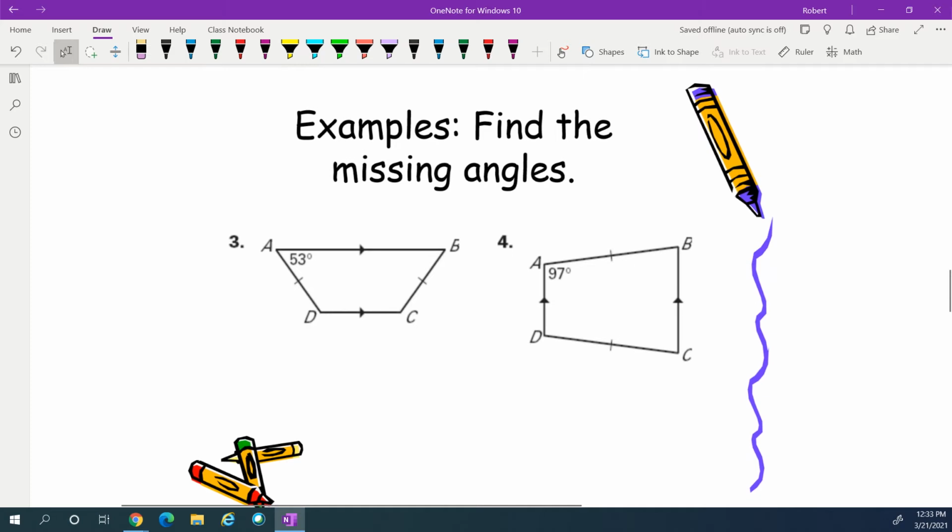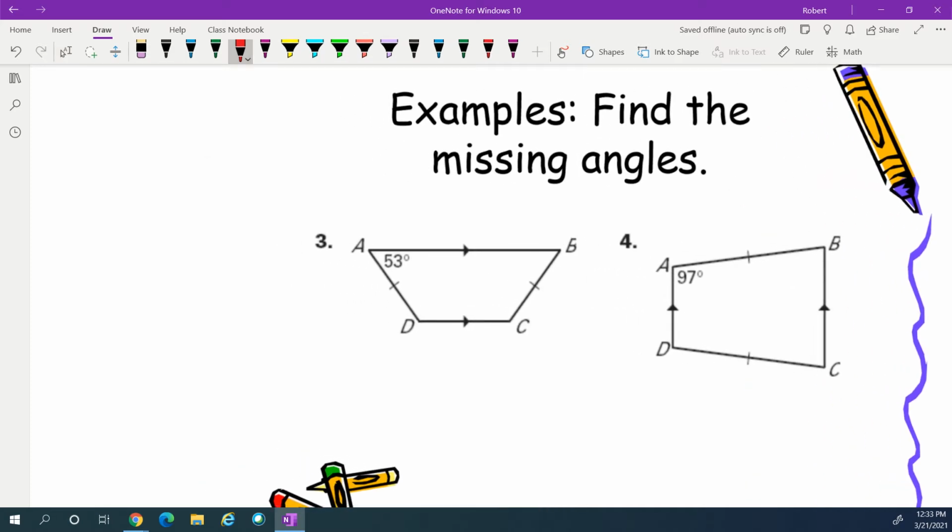Let's just jump right into examples. We're asked to find the missing angles. Notice in our picture that these are isosceles trapezoids. Most of our work is with isosceles trapezoids. In isosceles trapezoids, we have base angles that are congruent. So angle A is 53, angle B is 53. They sit on the same base.